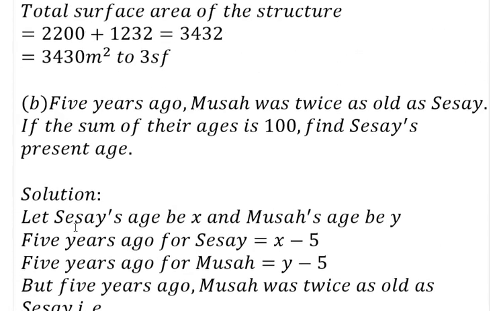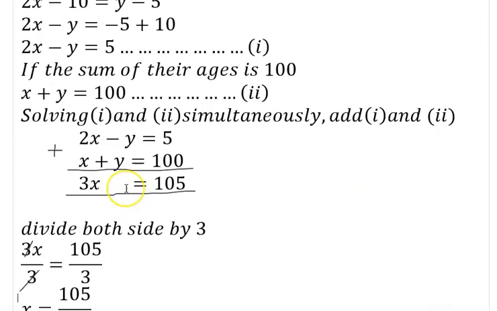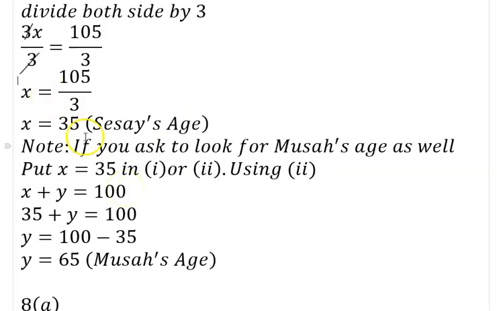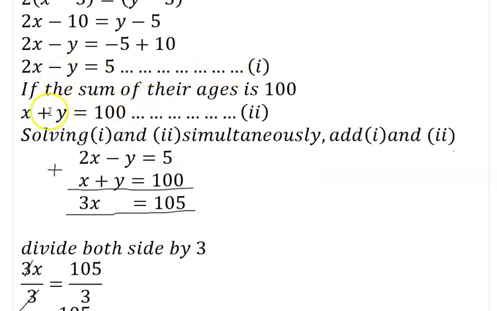We should look for Sese's age. Let's check. Find Sese's present age. So Sese's present age is 35. So you can stop there. But if you are asked to look for Musa's age as well, it is very easy. You can just put Sese's age, which is 35, into either equation 1 or 2. We have them here. This is equation 1, this is equation 2.